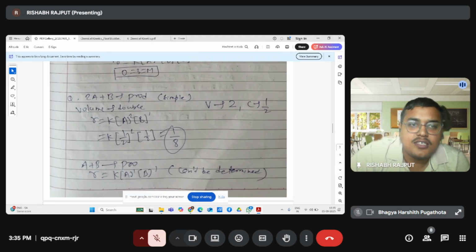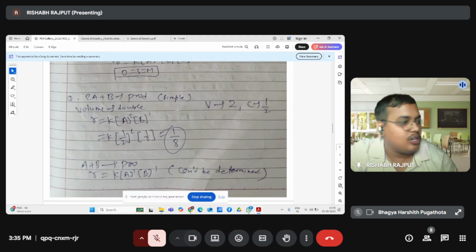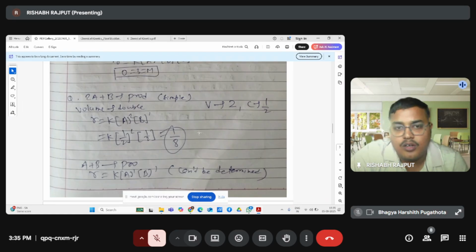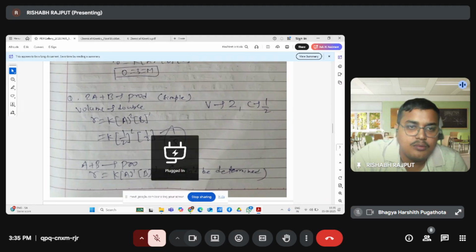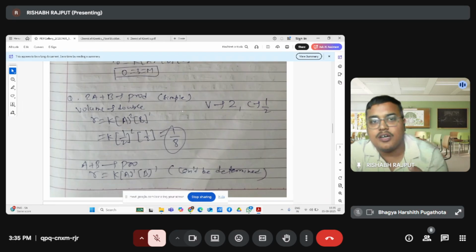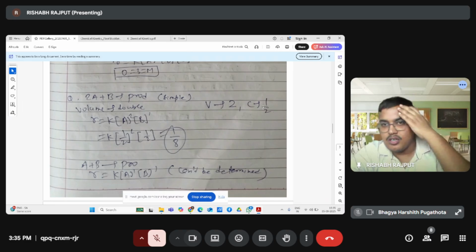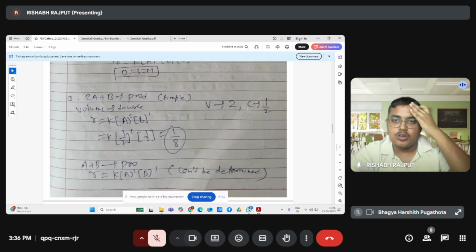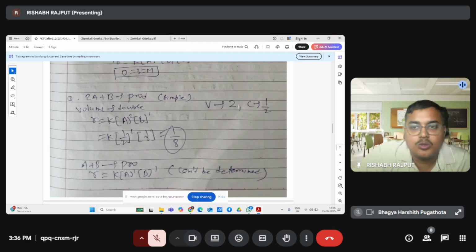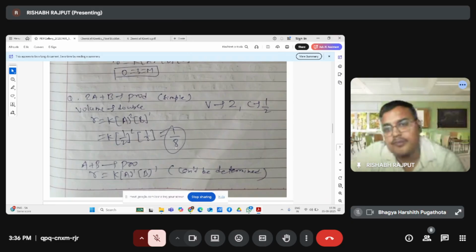And it is asking for the volume to be doubled. What is the meaning of that? If I increase the volume to double, that means your concentration will become half. I already told you in class that volume is inversely proportional to concentration. So if your concentration becomes half, you just put the A value as half and the B value as half, with their powers. If you solve this question, you will get 1 by 8, which means your rate becomes 1 by 8. Okay, for this question.